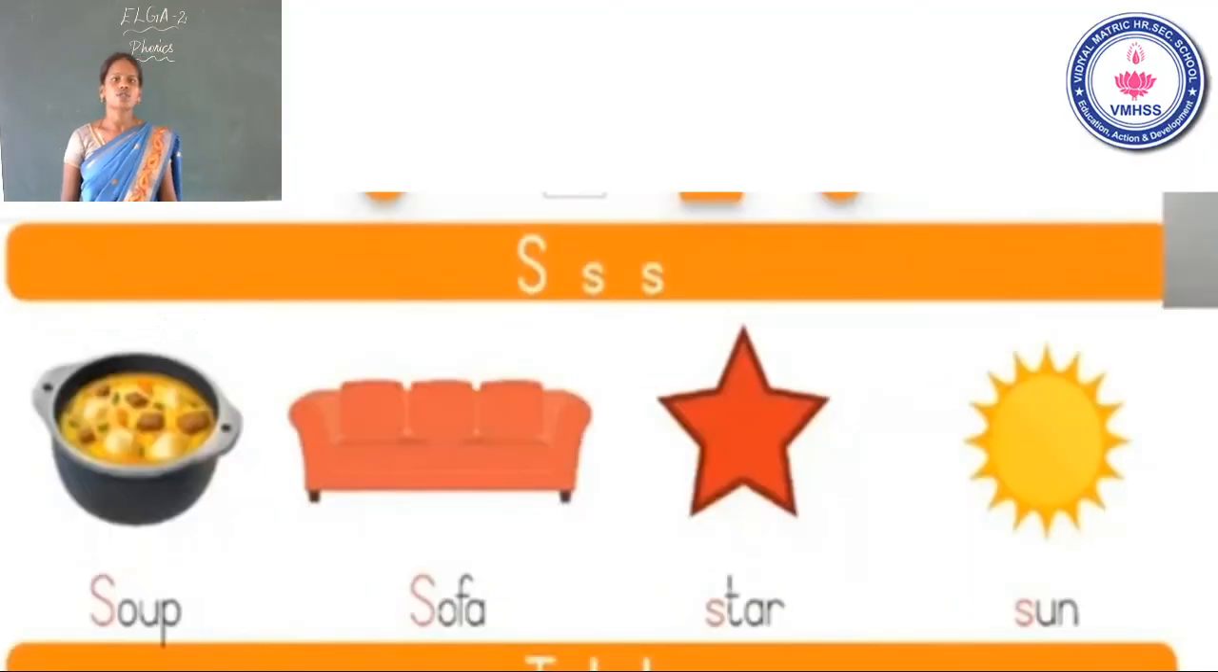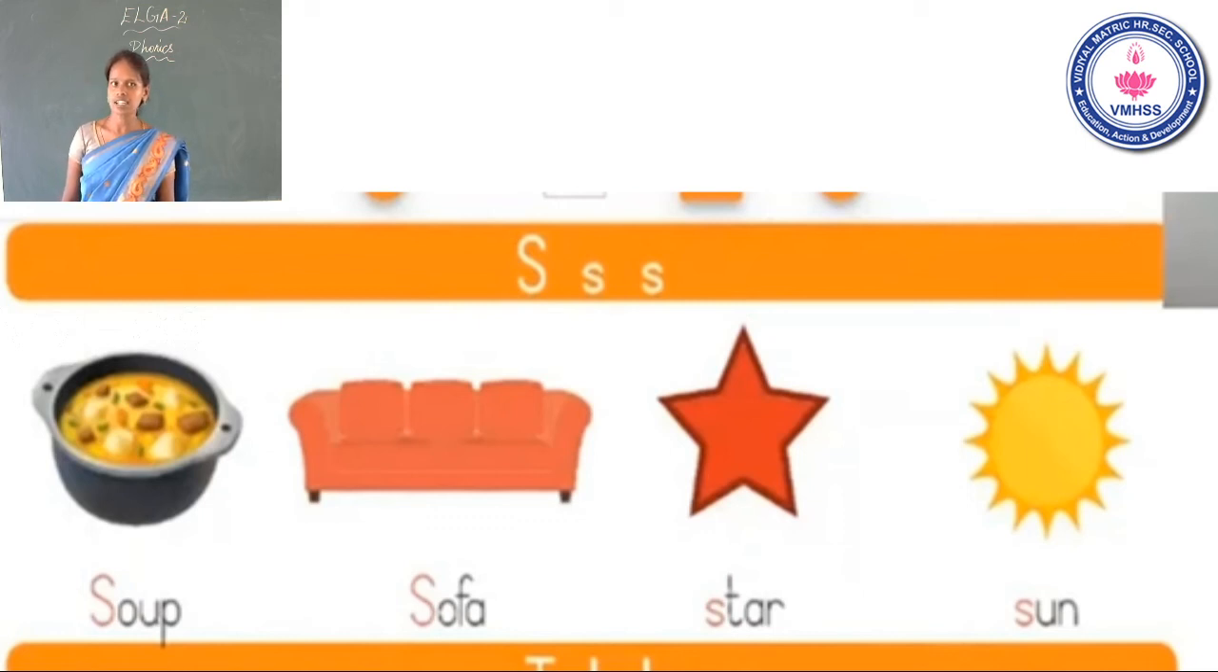Soup. Sofa. Star. Sun. It's clear. Once again and repeat it. The first one is soup. Second one, sofa. Third one, star. Last one, sun. It's clear.